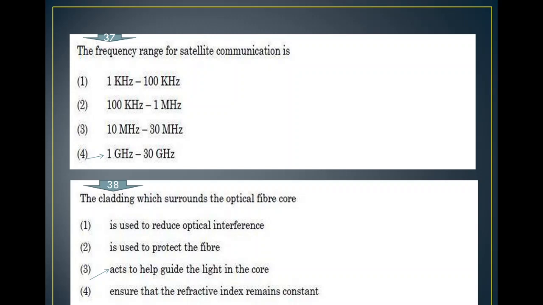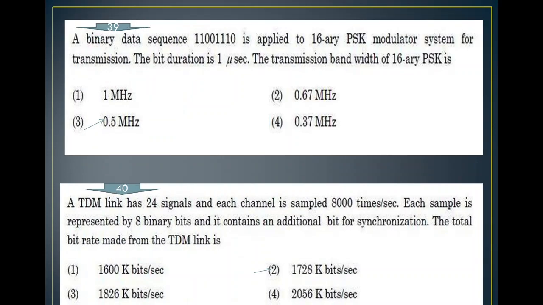Next question 38. The cladding which surrounds the optical fiber core: option first is used to reduce the optical interference. Option second is used to protect the fiber. Option third acts to help guide the light in the core. Option 4 ensures that the refractive index remains constant. And the correct option is third, that is the cladding which surrounds the optical fiber core acts to help guide the light in the core. Next question, question number 39.